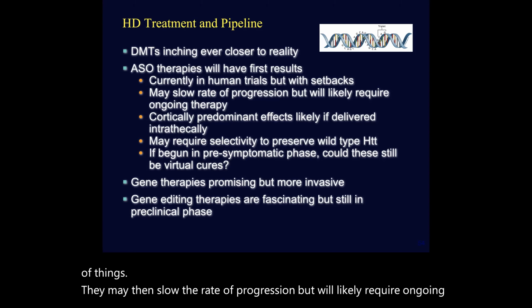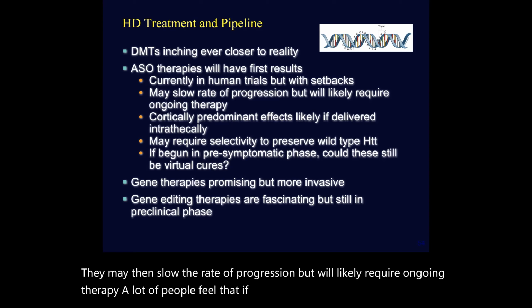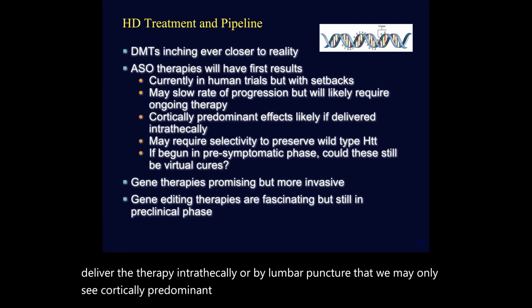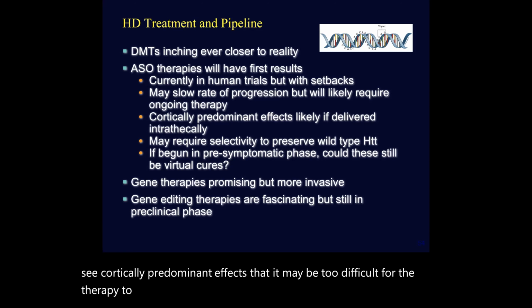A lot of people feel that if we continue to try and deliver the therapy intrathecally or by lumbar puncture, we may only see cortically predominant effects, that it may be too difficult for the therapy to diffuse deep into the brain to the basal ganglia. We may actually have to find some selectivity, all right?